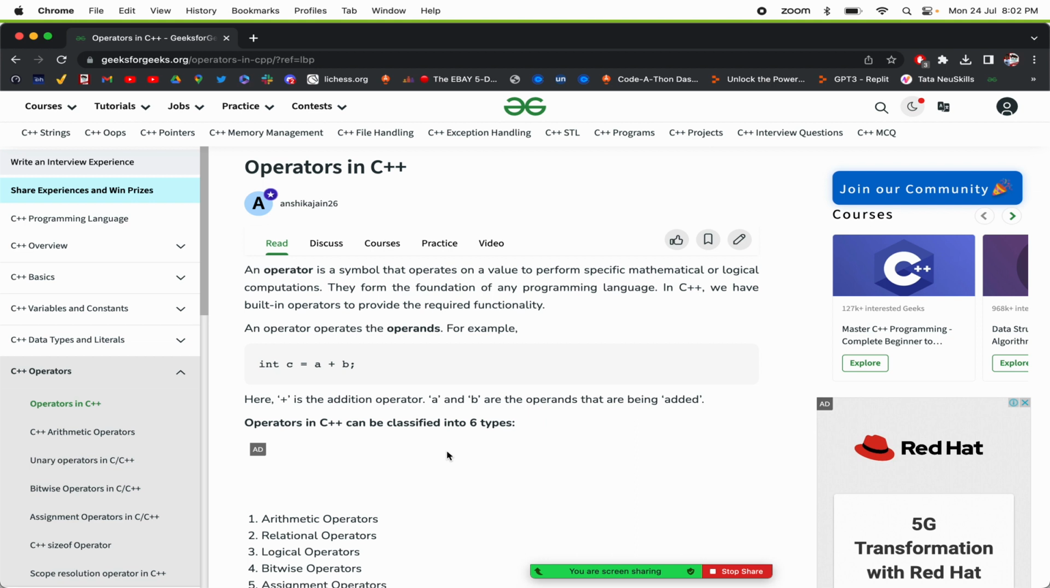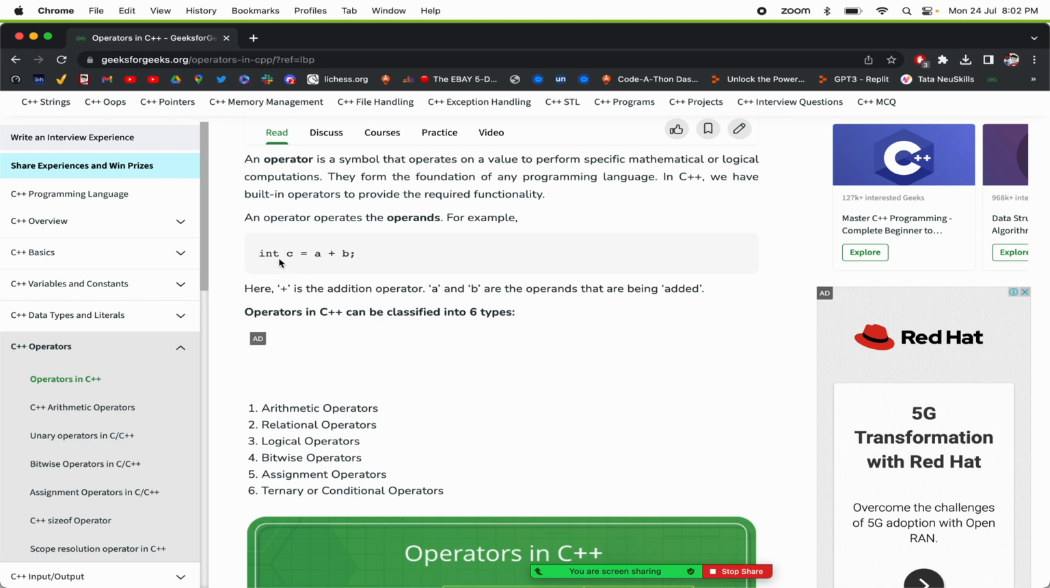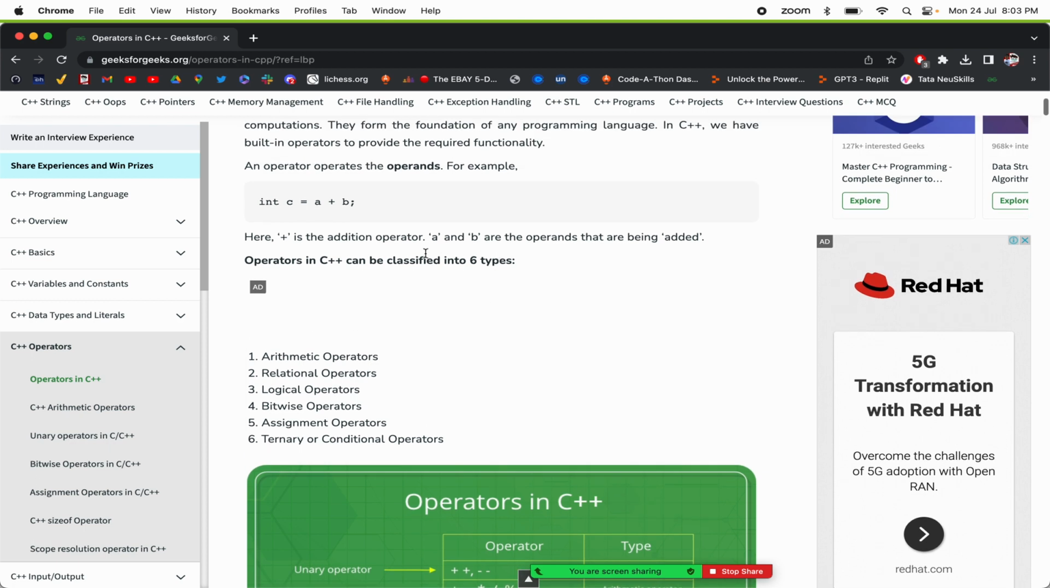Similarly, the subtract operator will do operations on the operands. Operands will be a and b, which it will subtract. So here's an example: int c = a + b. Whatever a value is and whatever b value is, those will get added and saved in the c variable. Here the plus is the addition operator, and a and b are the operands that are being added.